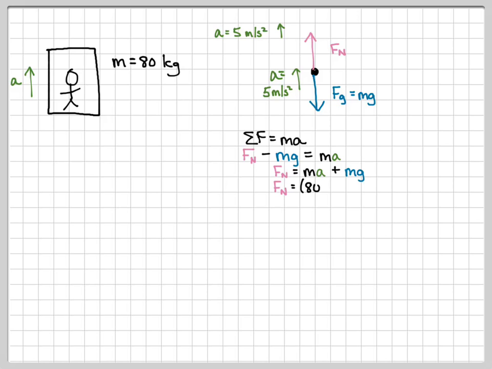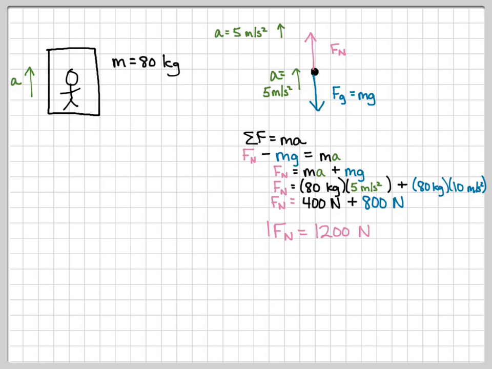Plugging in the numbers, I get 80 times 5 meters per second squared plus 80 times 10 meters per second squared. And I get 400 plus 800. The total normal force is 1200 newtons. So this is bigger than just the weight. Let's think to ourselves, does that make sense? If I'm going up in an elevator, the magnitude of my normal force is greater than my weight.